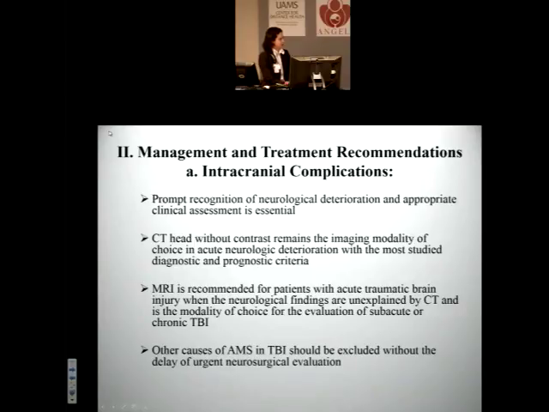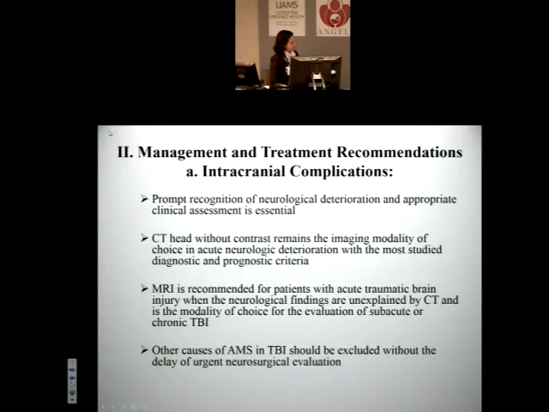After that, it's very important to move on, and if we do suspect an intracranial process, get them to a CT scanner, CT head without contrast. This is the gold standard in the acute neurological deterioration and the most studied diagnostic and prognostic criteria. And in the subacute or chronic phase, MRI is recommended because of its ability to look at the soft tissue structures and the progression of some of the cerebral pathologies.